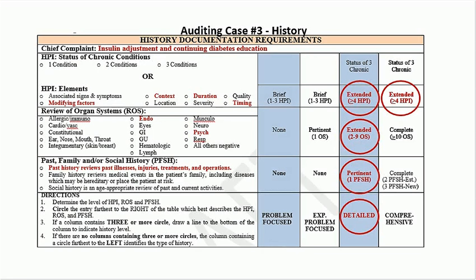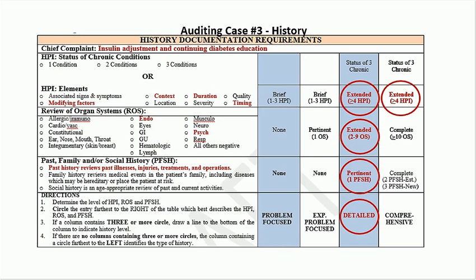The chief complaint is documented as an insulin adjustment and continuing diabetic education for case 3. The HPI elements supported are modifying factors because the patient has been missing more insulin. Context is assigned for the holidays. Duration is assigned for 2 weeks, since this is when the hypoglycemia started occurring, and timing is assigned for evening, as this is when the blood glucose is the least controlled. This gives us a total of 4 HPI elements, which would qualify as an extended HPI, and we would circle that level on the table.